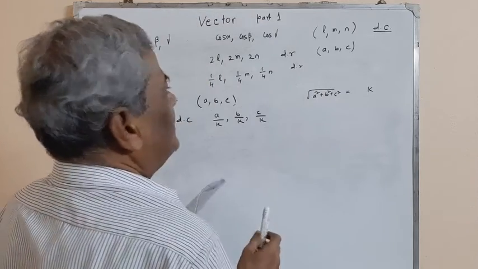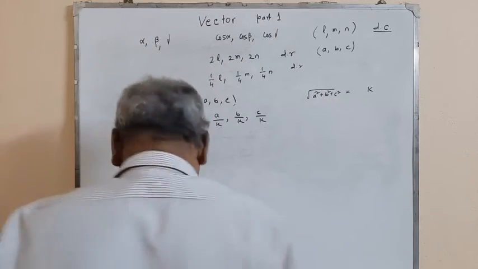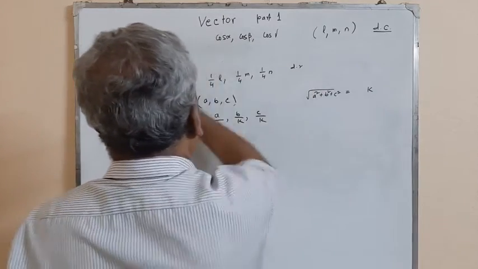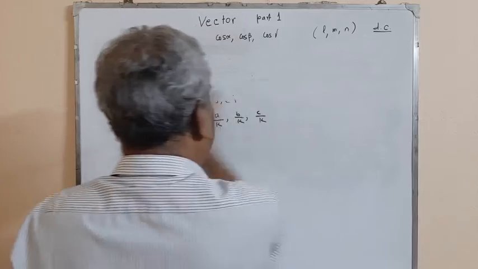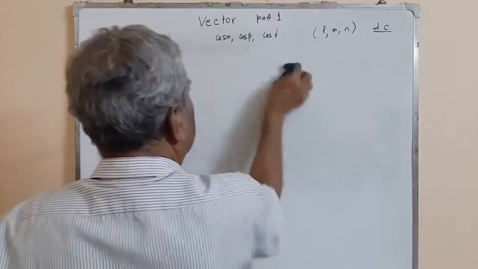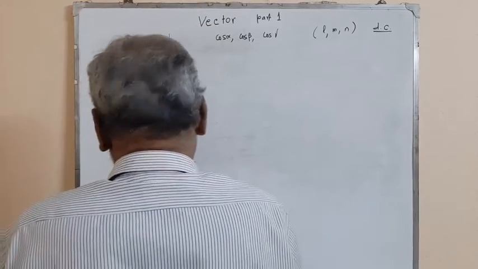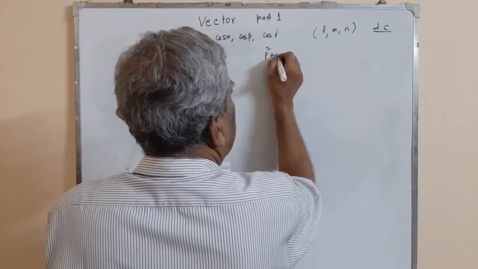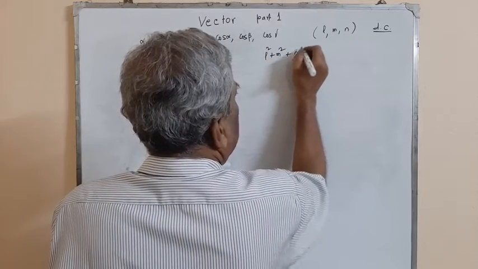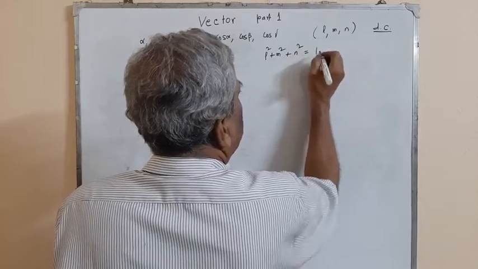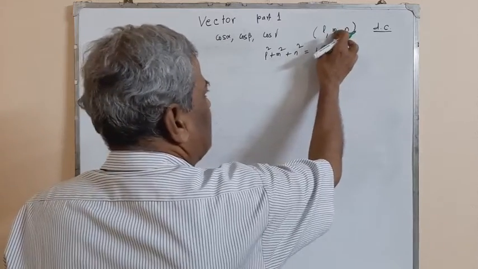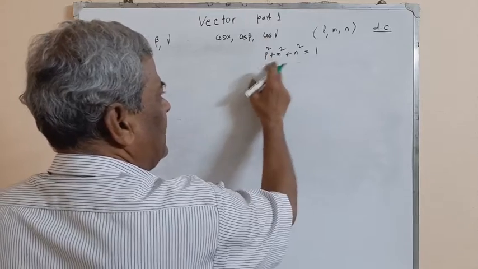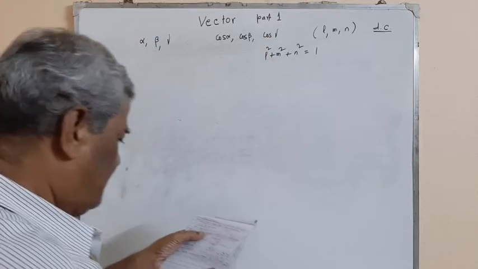For direction cosine, there is one very important property: L square plus M square plus N square will always be equal to 1. That is, cos square alpha plus cos square beta plus cos square gamma must be 1.